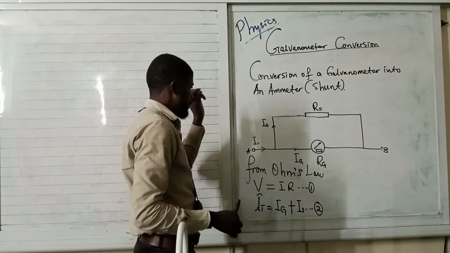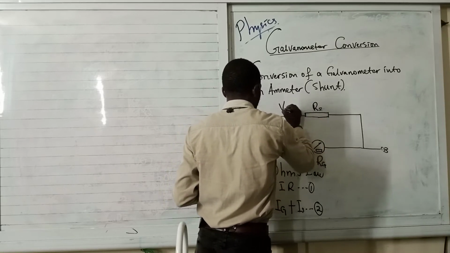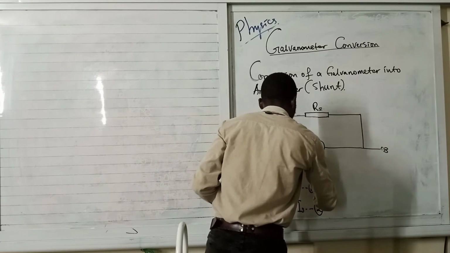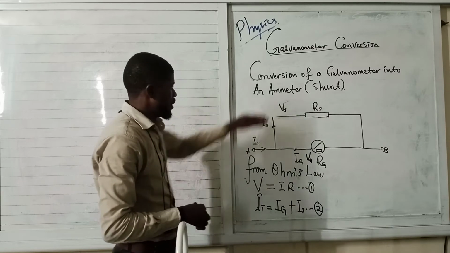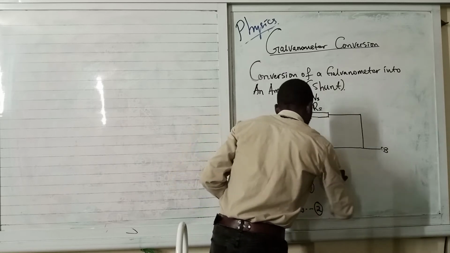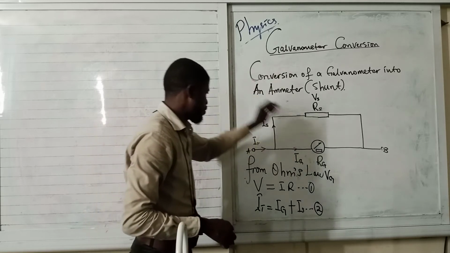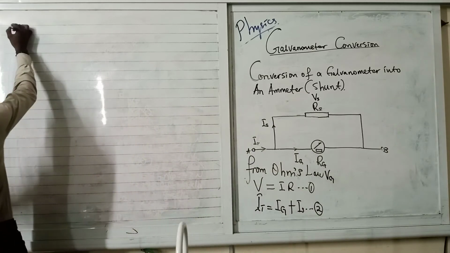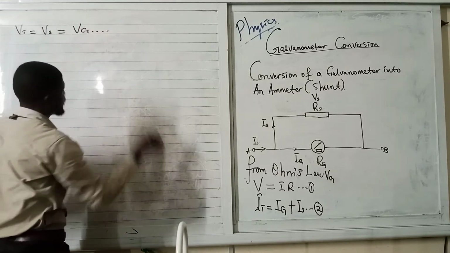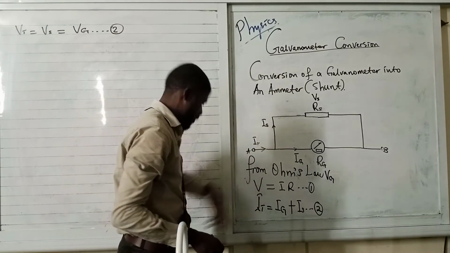Now we are going to write again. Now let's look at this as voltage, the voltage of the shunt, Vs, and then this arm, we call it the voltage across the galvanometer. But mind you, we said that we are going to have the same voltage throughout the circuit. So we write that Vt is equal to Vs is equal to Vg. Call it equation number 2. I believe you are following. Good. Now it is time for us to customize this equation.